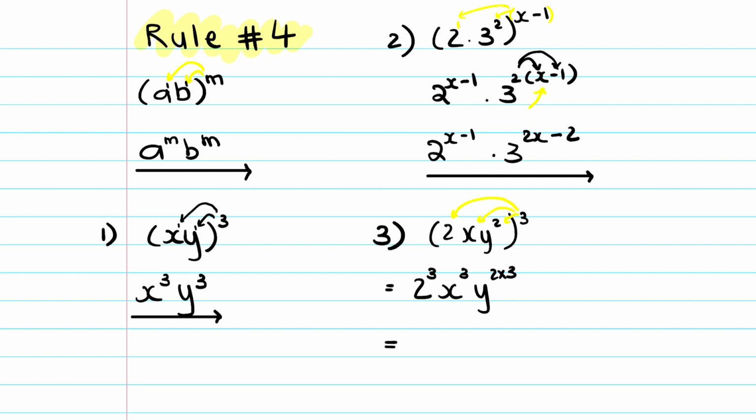Let's simplify that. So 2 to the 3, we know that is going to be 8. x to the 3 is going to remain the same. But our y, our 2 times our 3, is going to give us 6. So we're going to have y to the power of 6, and that then is your answer here.